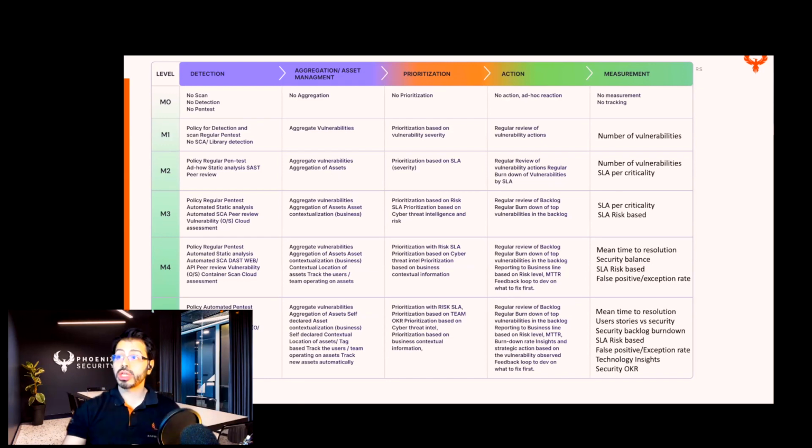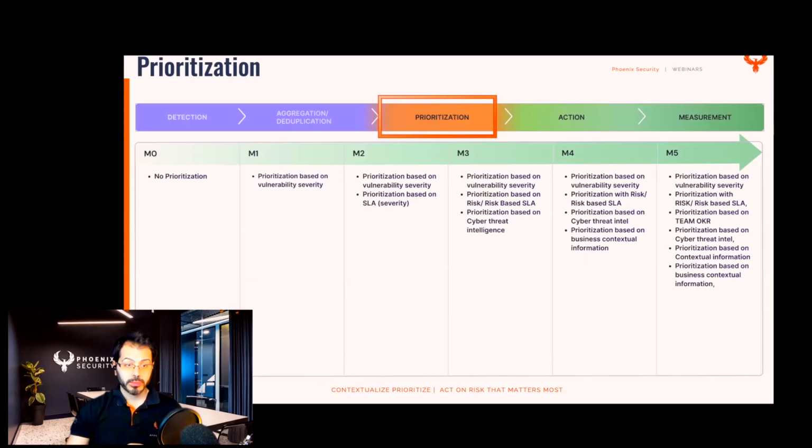Where we're going to focus today is the prioritization aspect of the framework. Prioritization usually comes after the detection and aggregation of vulnerabilities. So when you have all the assets in one single place, if possible cleaned up or already cleansed, enriched with some form of information, now you're ready to really focus on how to take them to the next level.